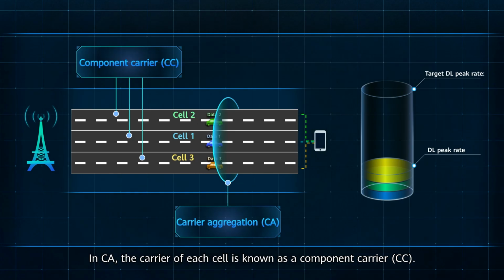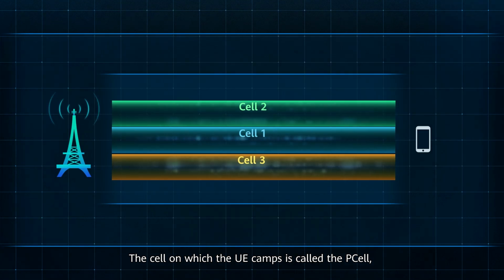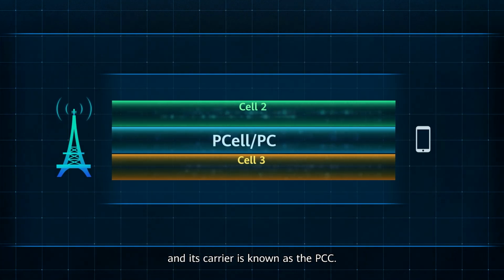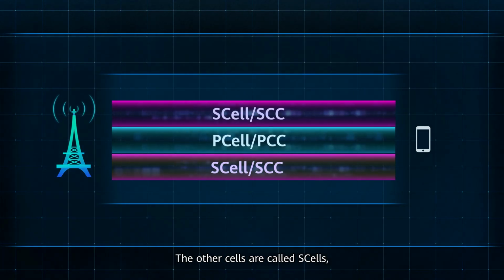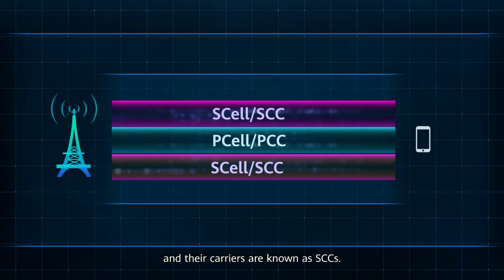In CA, the carrier of each cell is known as a component carrier, or CC. The cell on which the UE camps is called the P cell, and its carrier is known as the PCC. The other cells are called S cells, and their carriers are known as SCCs.